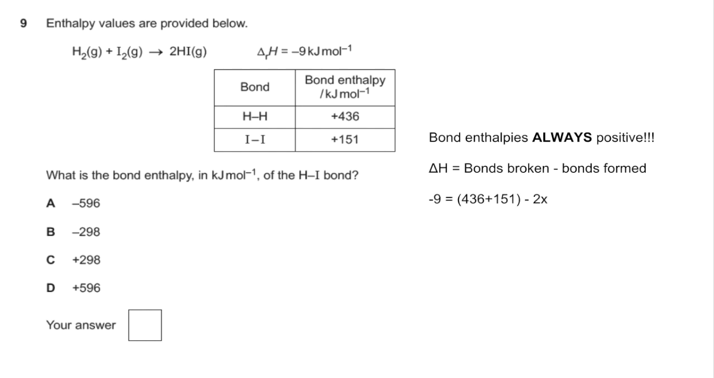So the calculation looks like that. So the minus 9 delta H equals the sum of the bonds broken minus the two bonds that are going to be formed. We don't know that, we've got to work that out. And then solve for 2x and we get 298. So the answer was C.